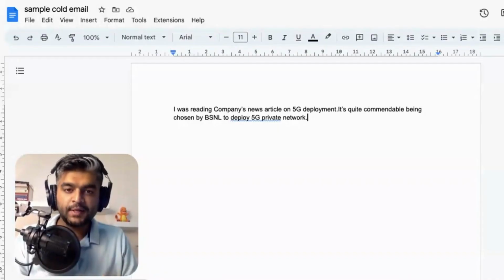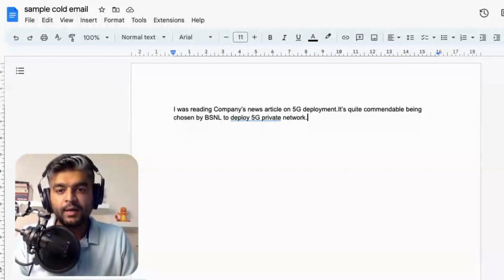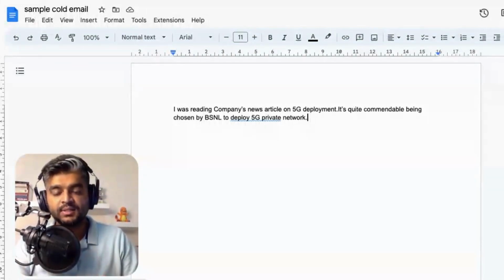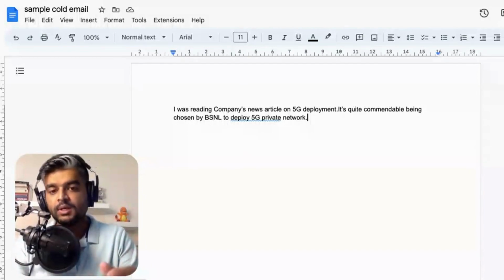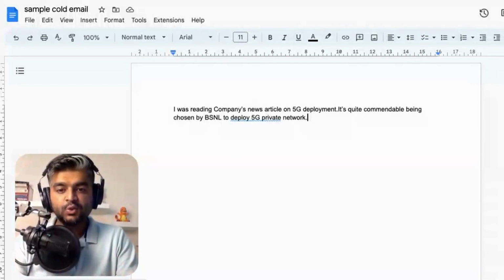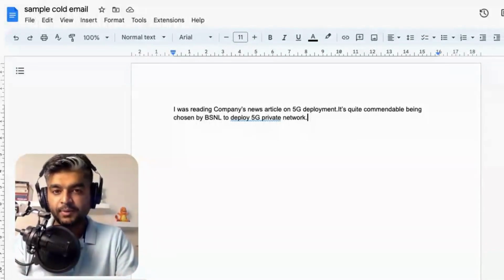So this is what I picked up from my prospect's LinkedIn profile, where I read a news article as to how they were deploying the 5G network all over. So that enabled me to curate my first sentence, which is, I was reading the company's news article on 5G deployment. It's quite commendable being chosen by BSNL to deploy 5G private network.